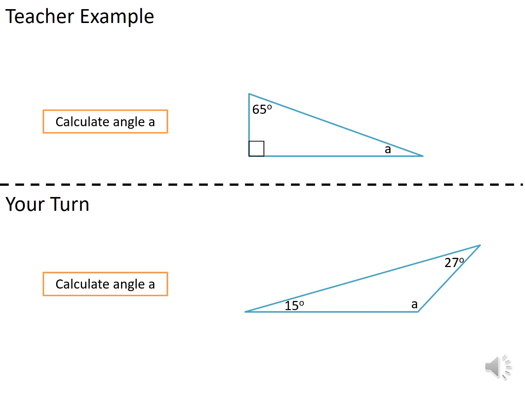So the first thing I'm going to do is add the two angles which I have, which is 65, and obviously the right angle, which is 90 degrees. If I add those two together, that would add to 155 degrees.